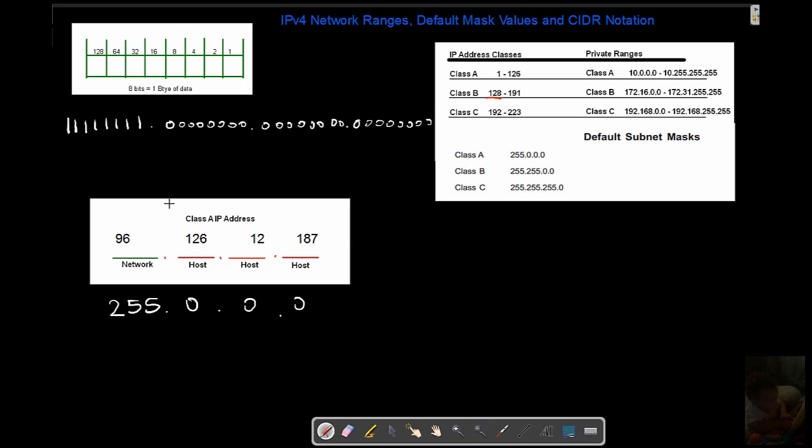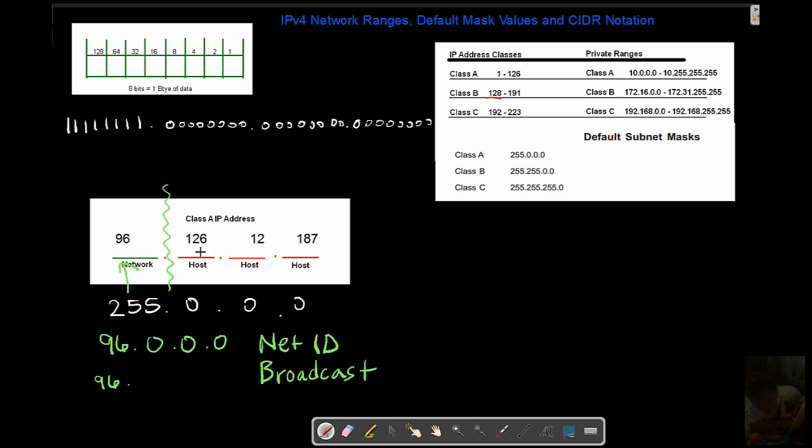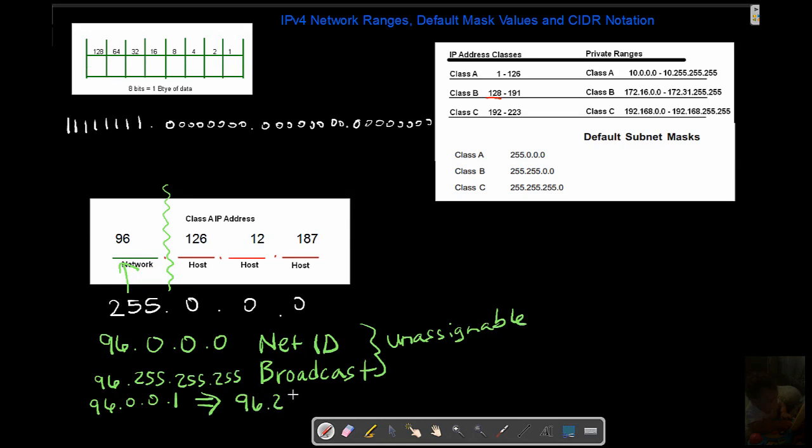Looking at this number right here, we have a division that's taking place because of our mask. This guy right here is locked into one value, so we are on the 96 network with the lowest possible address being 96.0.0.0, and that being our net ID. We're going to have a broadcast now that we can look at of 96. Now remember, 0 through 255, 255, 255, 255. That's our max value. You recall? Unassignable. So we are dealing with a range of 96.0.0.1 all the way through 96.255.255.254.